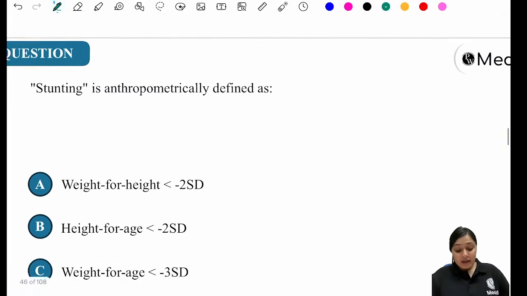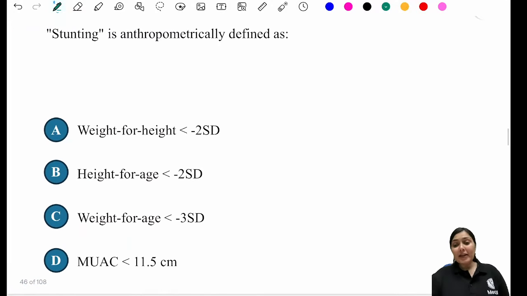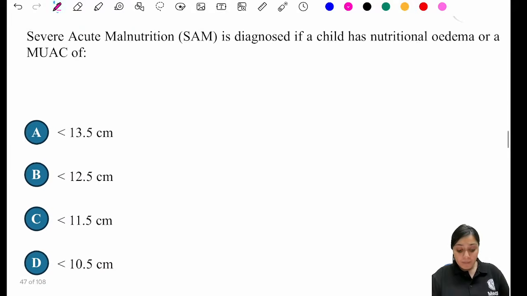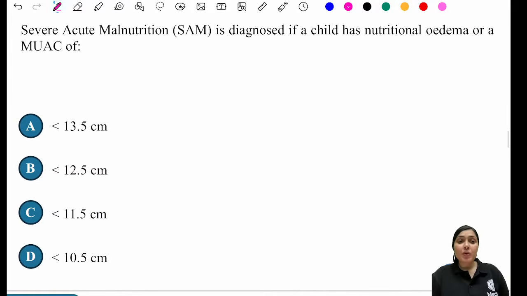Right? Moving to the next question, stunting. Stunting is anthropometrically defined as weight for height less than -2 standard deviation, height for age less than -2 standard deviation, weight for age less than -3 standard deviation, or MUAC less than 11.5 centimeter. So what do you think is the correct answer over here? Stunting means short height. This is height for age less than -2 standard deviation. Right? Nothing to explain over here. Very appropriate, very to the point question. So let's move to the next question, which is on SAM.